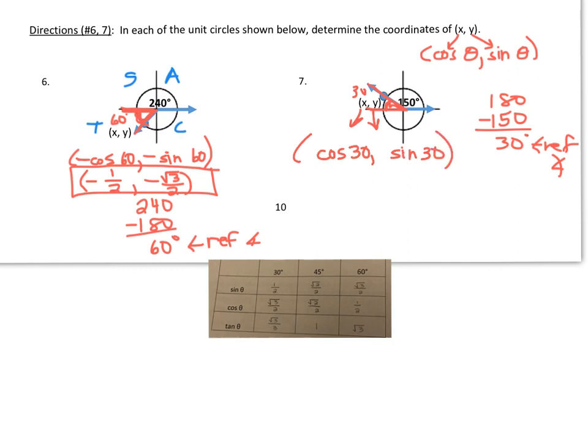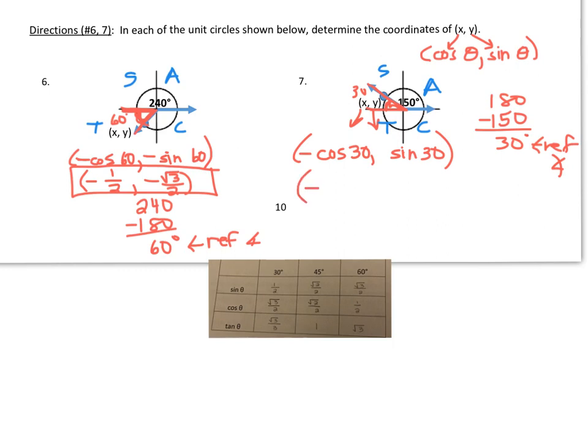Okay, so now let's see, we're in the second quadrant. So if we think about all students take calculus, in the second quadrant, sine is the only trig function that we've learned about so far that's positive. So this sine of 30 we're going to keep as positive. But cosine is negative in the second quadrant, so let's insert a negative here. Okay, and then let's just figure out what this is equal to.